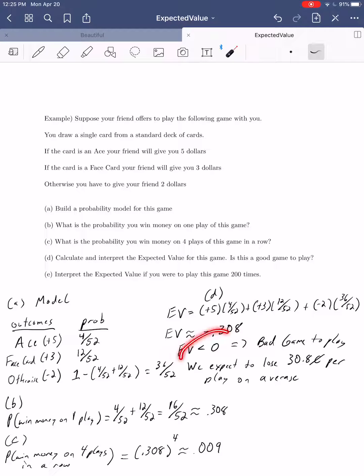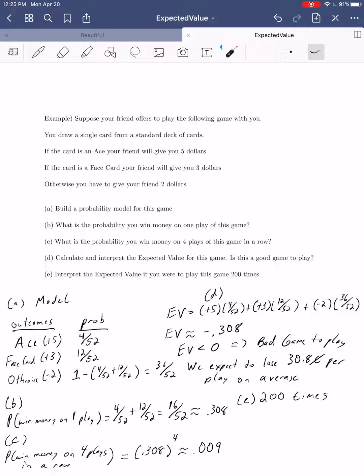Now, this is mathematically the correct way to interpret it, but let's make it a little bit easier on ourselves and give ourselves a context for understanding this on average. So let's imagine you're going to sit down and waste a tremendous amount of time playing this game with your friend. Let's interpret this if you played this game 200 times. So what do we expect to happen after 200 times?